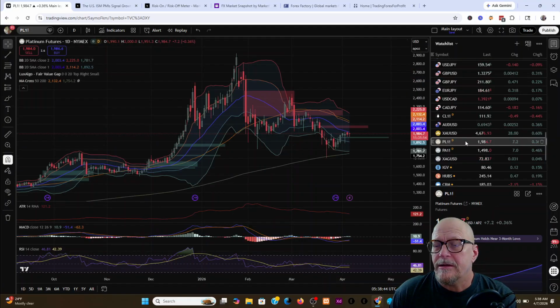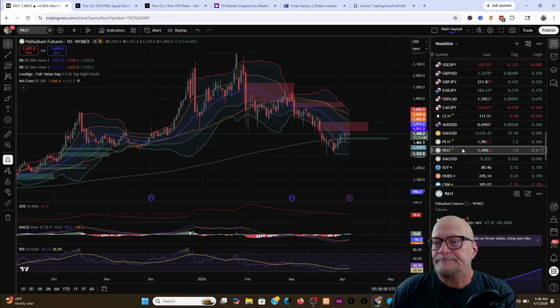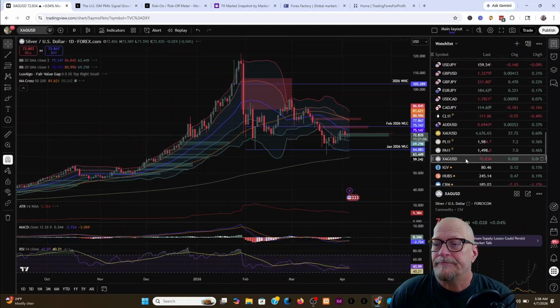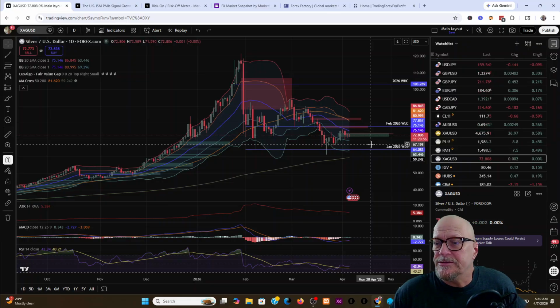Platinum, right there. Metals are kind of still. Palladium, right there. Again, not really going anywhere. Silver, look at those dojis. Two dojis in a row. So silver is just kind of hanging out at 72.8. So we'll see if that can continue.